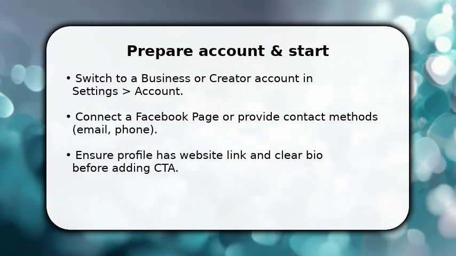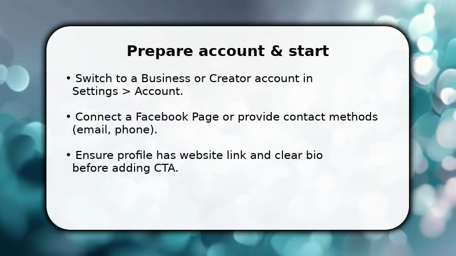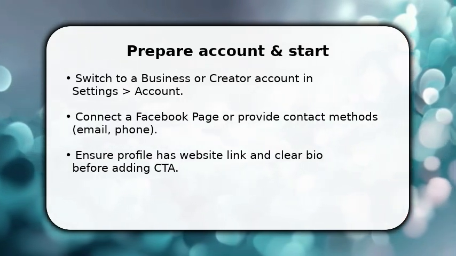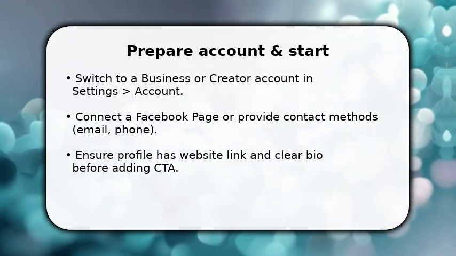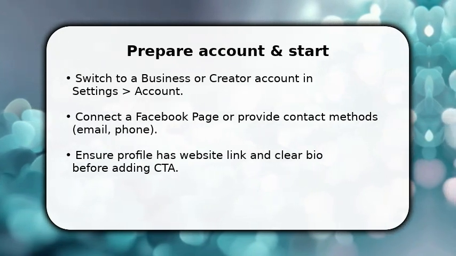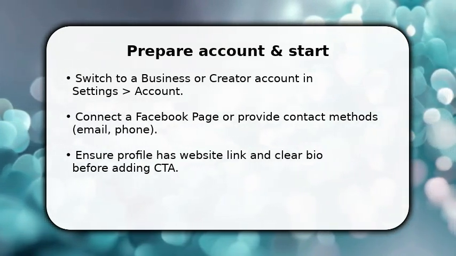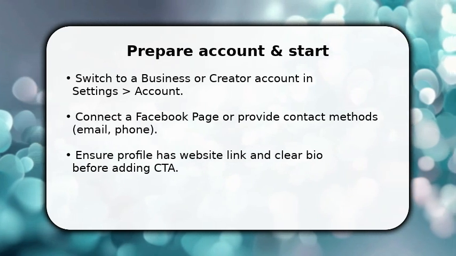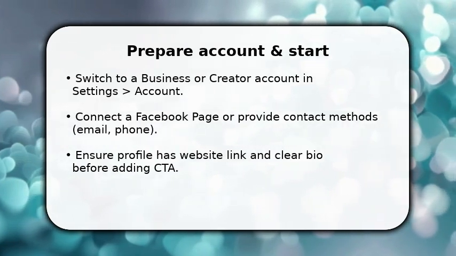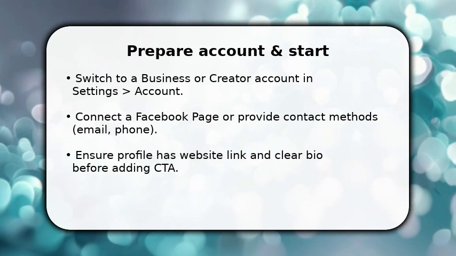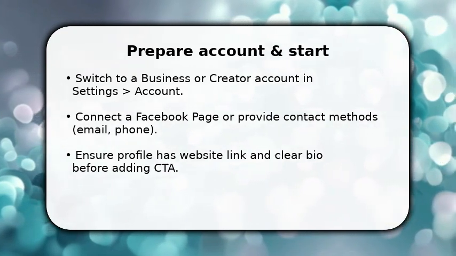You'll begin by preparing your account, so Instagram will show CTA options. Switch to a business or creator account because that unlocks buttons. This matters because Instagram ties CTAs to these account types. Once done, connect a Facebook page or add verified contact details. The platform checks these for functionality.